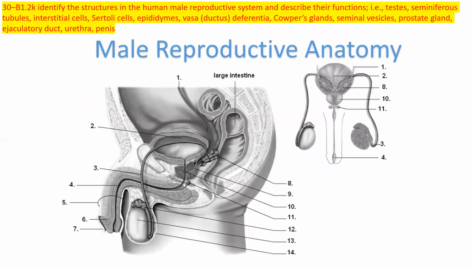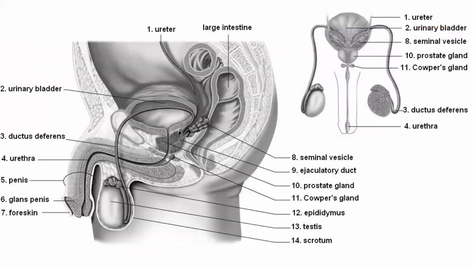So when we go through and identify the structures of the male system, we've got to go through these different parts. You can stop the video and try and label this and see how you make out from the textbook. The answers are on the next page, so I am going to go on to the next page now.